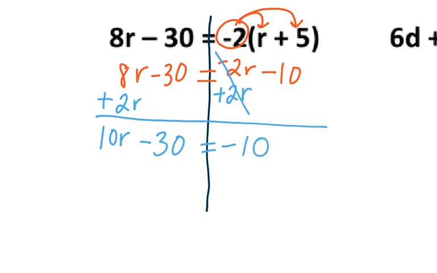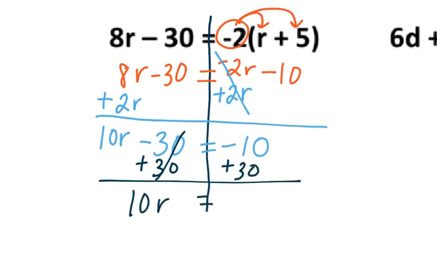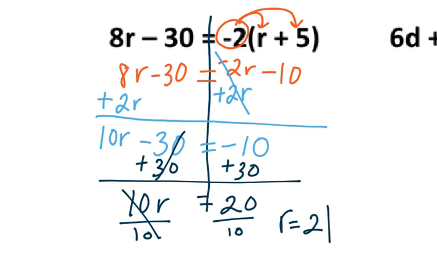Again, we're back to a two-step equation, which is very easy to solve. So I'm going to add 30. 10r equals negative 10 plus 30, which is 20. I get r by itself by dividing by 10. 20 divided by 10 is r equals 2. So it was the same steps as before. I had to multiply by distributing, move my variable, and then solve.